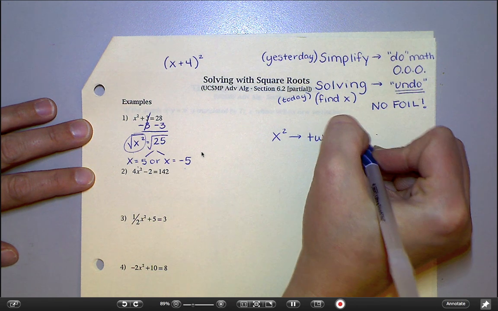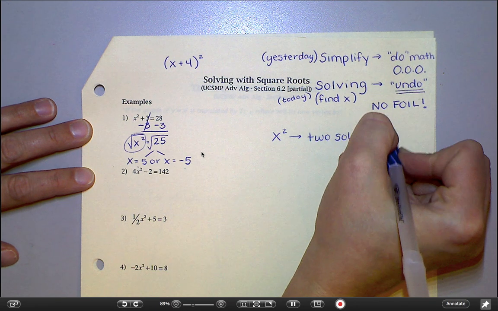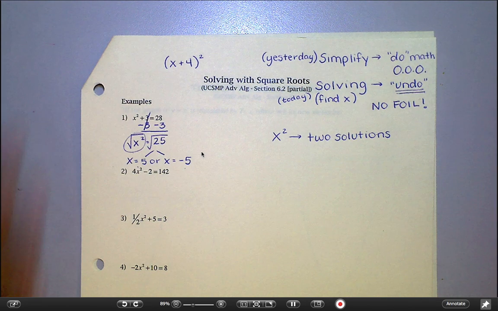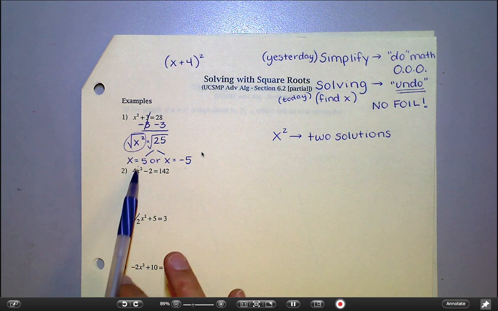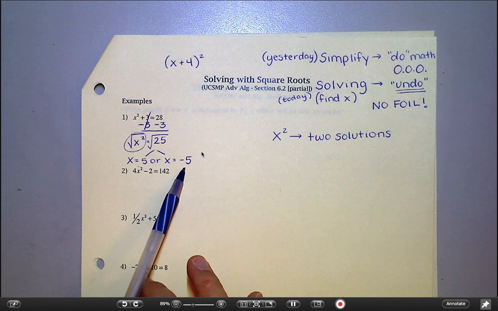And there actually are a couple of exceptions to that we'll talk about later. But I want you to kind of get this in your mind. As soon as you see x squared, I want you to be expecting two solutions. Because every time you take a square root, which is what you're going to have to do with an x squared, you get a positive answer and a negative answer.